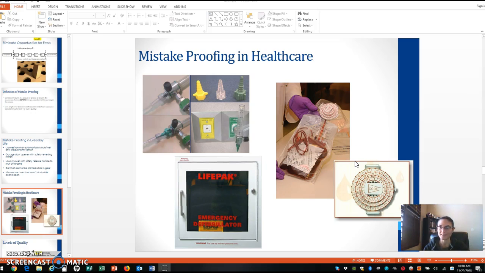So they'll have to write that down or something. But it is literally impossible or almost impossible for the wrong patient to open the blood, which would result in the wrong blood being given to them.